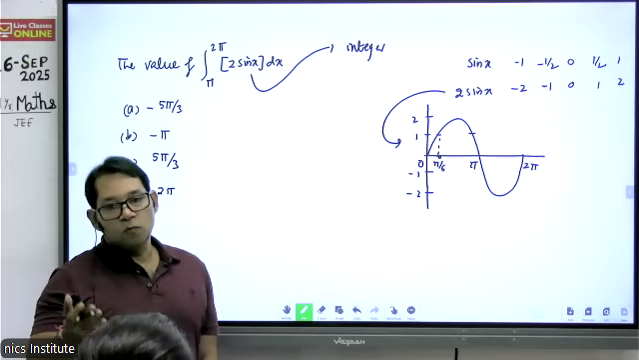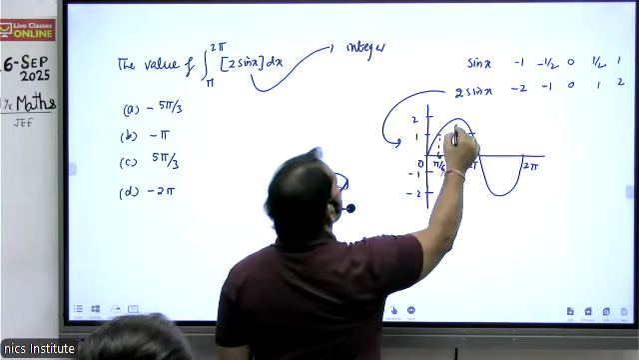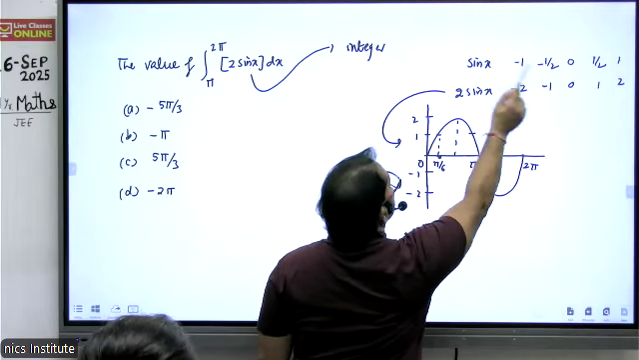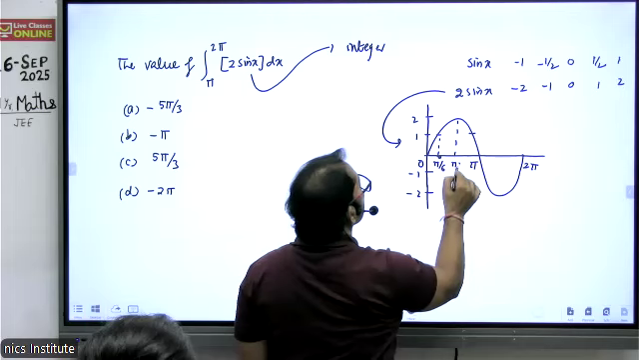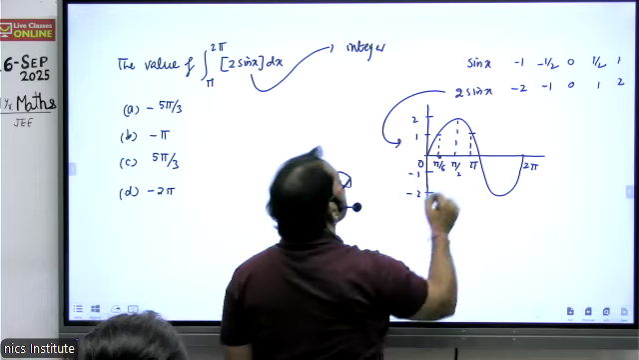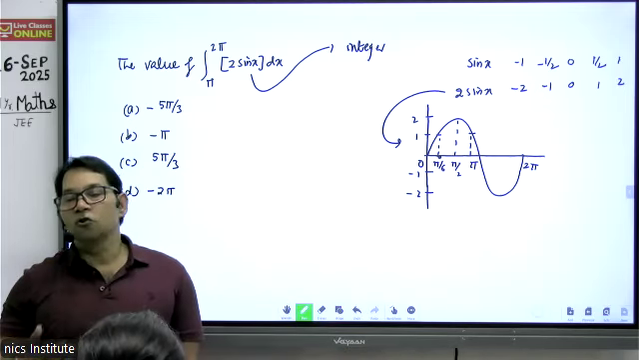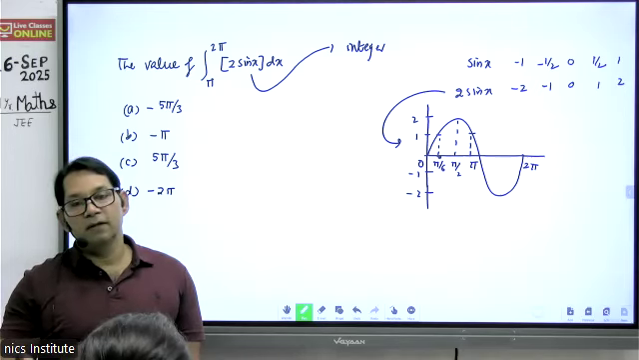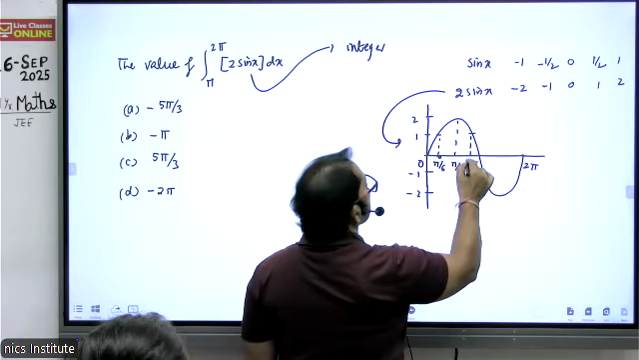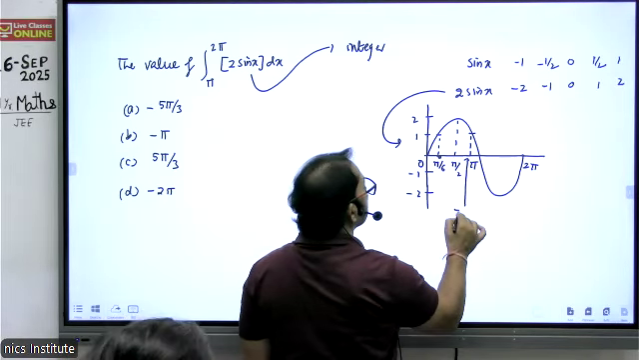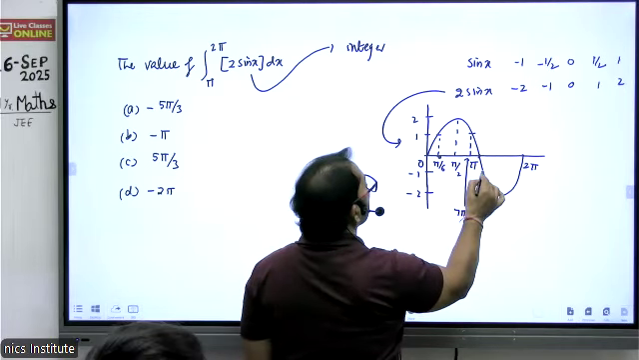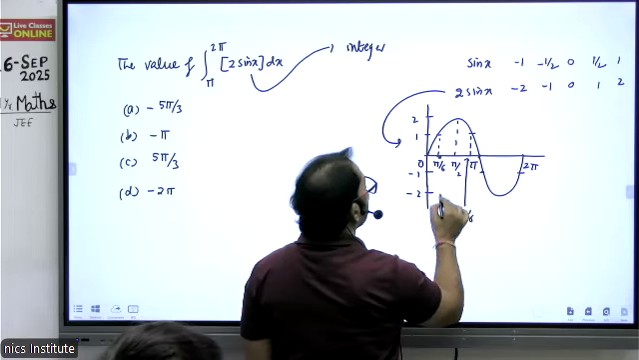If the question was 0 to 2 pi, then 2 sin x is 2, sin x is 1, will be pi by 2. And sine is also half in the second quadrant. Pi minus pi by 6, 5 pi by 6. So this value is 7 pi by 6. This is pi. Then -1 and then -2.